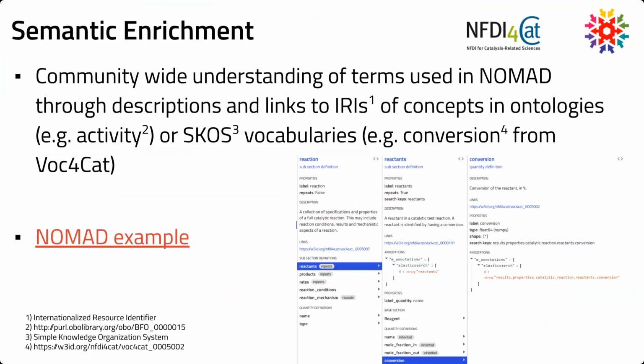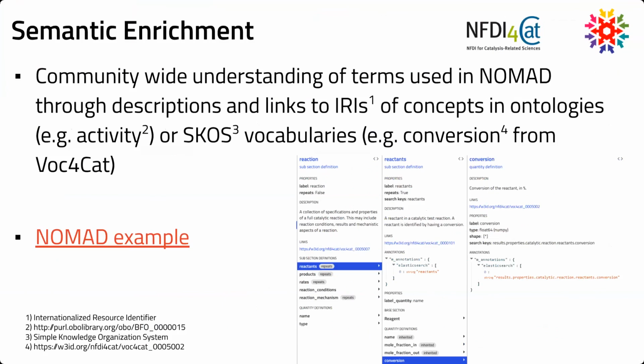Unfortunately, this example will not work now. I have to change the link because this points to a local version now, but I will post this later. So basically I've added a lot of new concepts also to Voc4cat to try to have a complete mapping for all the quantities.